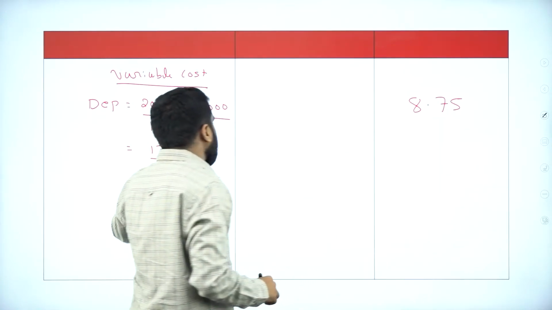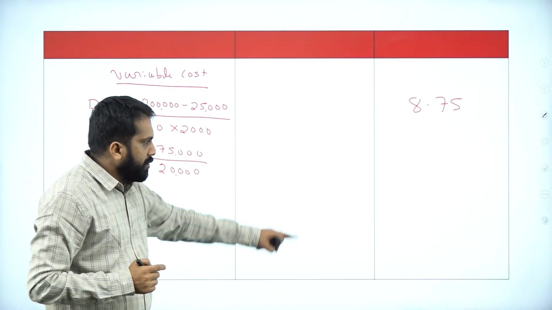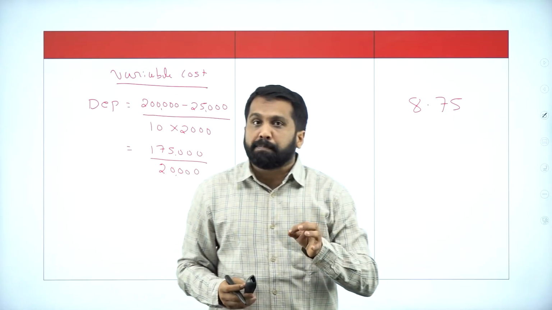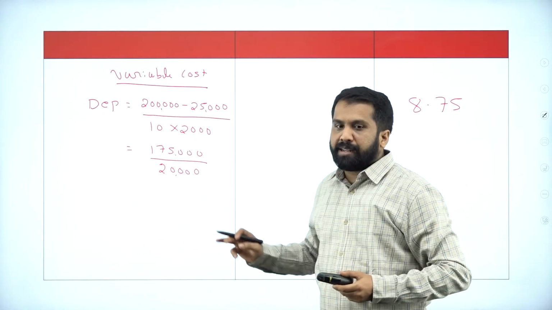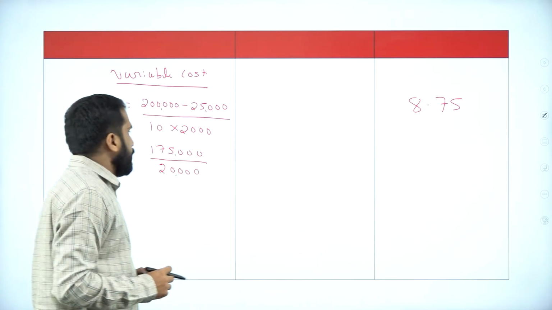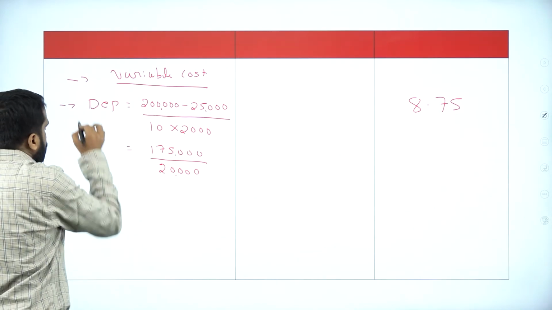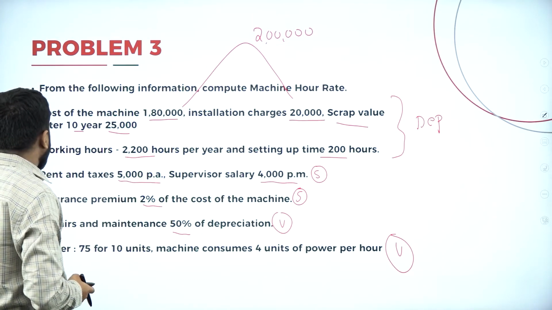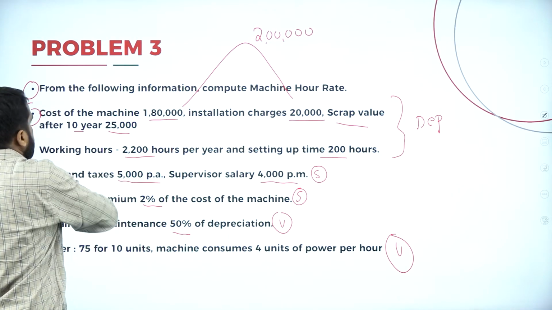So whatever we are calculating, we are calculating per hour. That's why we don't use this column. Only if information is available per year or per month do we use this column. Or else we can go directly to the last column. Now, first one, depreciation, is over. What is the next?